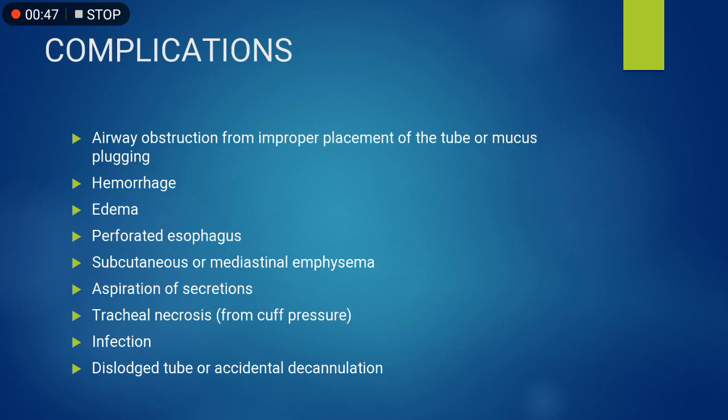Complications: airway obstruction from improper placement of the tube or mucus plugging, hemorrhage, edema, perforated esophagus, subcutaneous or mediastinal emphysema, aspiration of secretion, tracheal necrosis from cough pressure, infection, dislodged tube, or accidental decannulation.